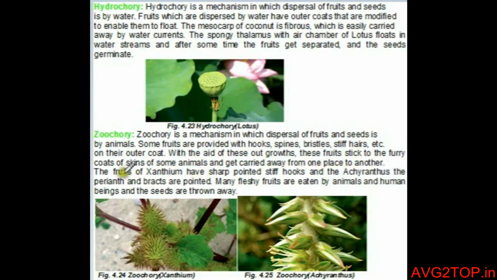The fruits of Xanthium have sharp, pointed, stiff hooks, and in Achyranthes, the perianth and bracts are pointed. So you can see here the bracts are pointed in the Achyranthes type of fruits. Many fleshy fruits are eaten by animals and human beings, and the seeds are thrown away.